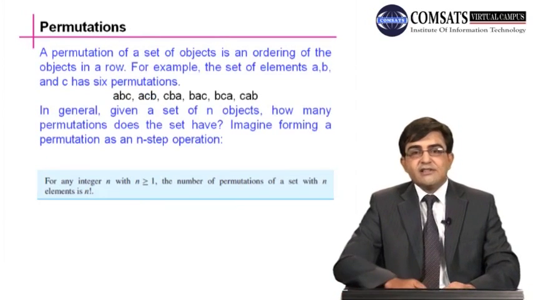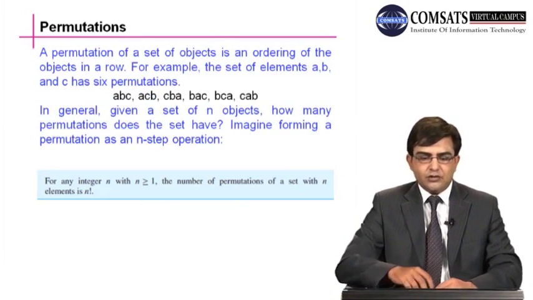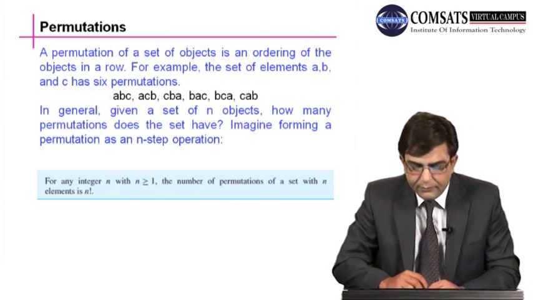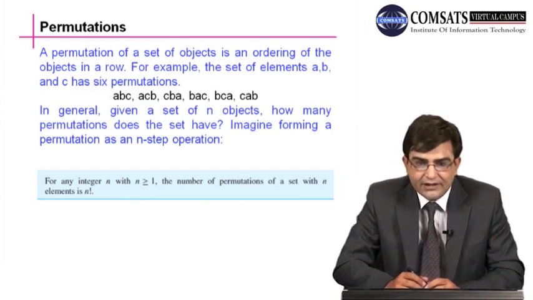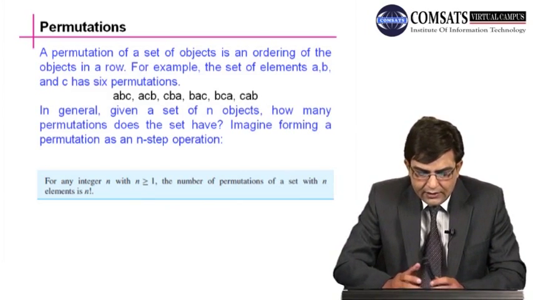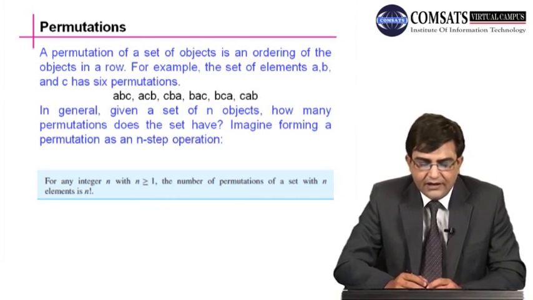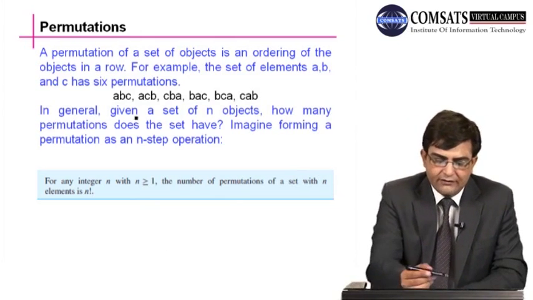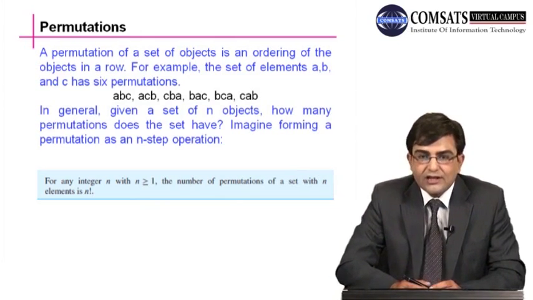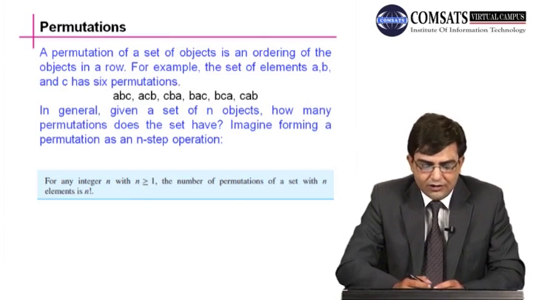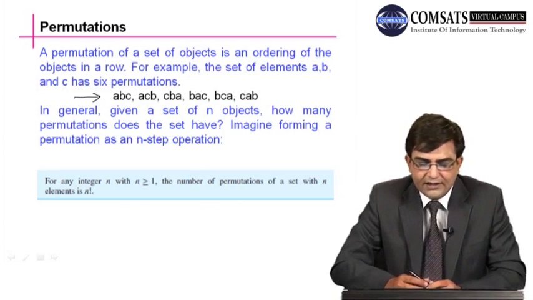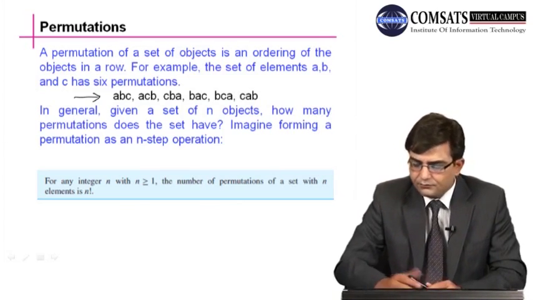So we were discussing permutations in the previous lecture. What is a permutation? The number of permutations of a set with n elements is n factorial, and this is how we can arrange the elements of a set. For example, we discussed a set which contains 3 elements a, b, c. It has 6 permutations because 3 factorial is 6, and this is the way we can arrange the elements of the set containing a, b, c.